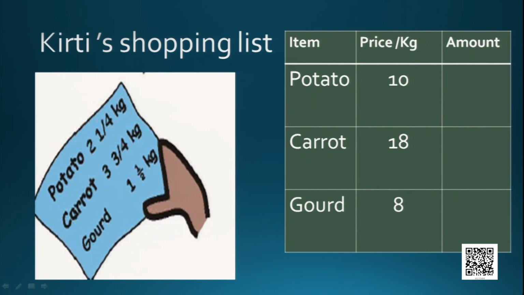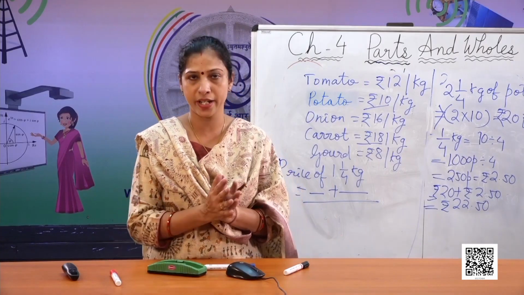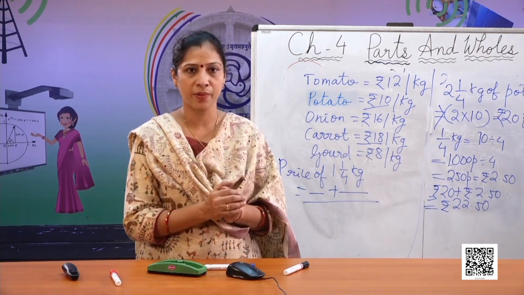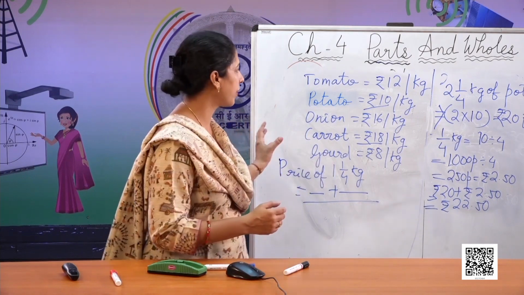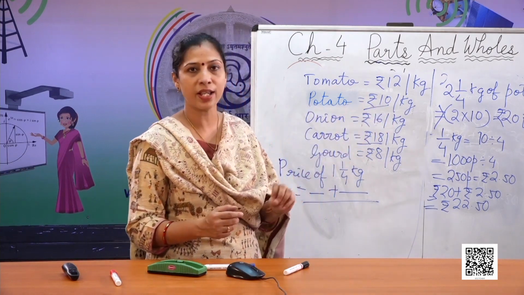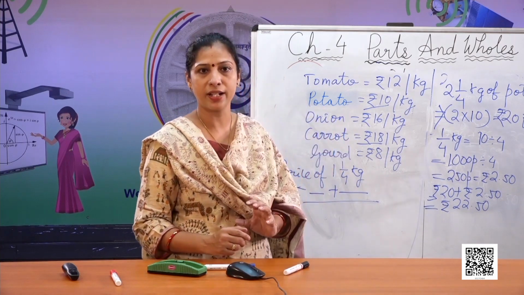Now children, after you have found out the price of 2 and 1/4 kg of potato, you can find out the value of 3 and 3/4 kgs of carrot by first finding out 3/4 kg's value and then 3 kgs of carrot's value, and then you can add 3 kg plus 3/4 kg and find out the price of 3 and 3/4 kgs of carrot.